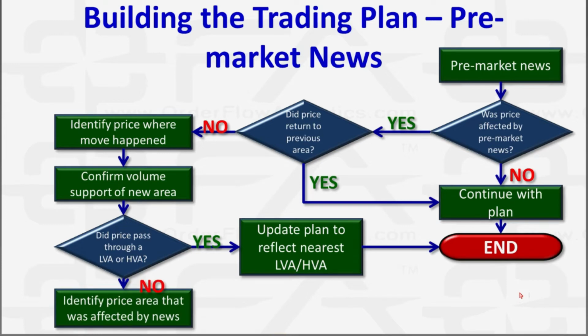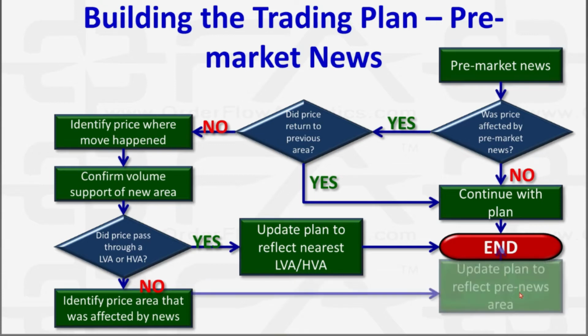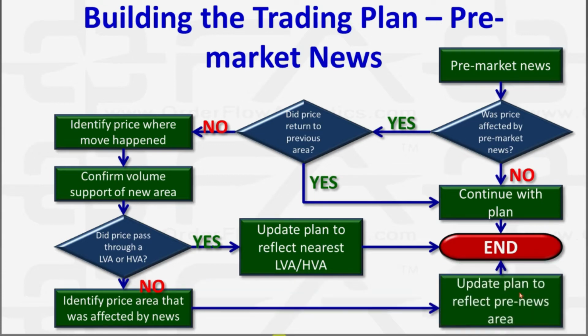Let's get back to this. Again, did price pass through an LVA or HVA? Talked about that. I'm talking to something you've identified as a key level. Did price go through that? So you just need to identify the price that was affected by news, and then update the plan to reflect the pre-news. So this is a workflow that I have, and that I've kind of accustomed myself to going through.